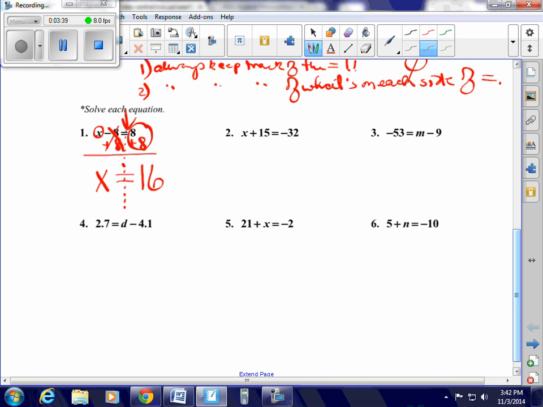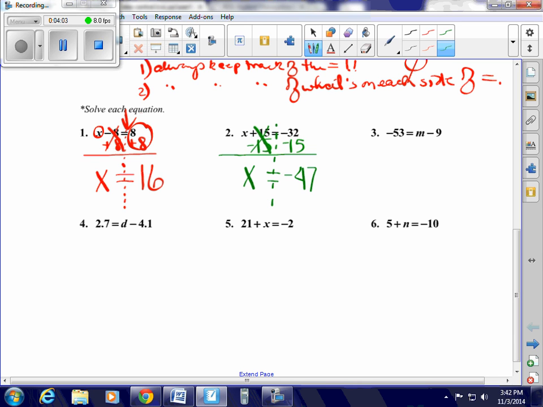And number 2, I'm going to cancel out the plus 15 by doing minus 15. So if I do it to one side of the equal sign, I have to do it to the other side of the equal sign. Plus 15 minus 15 will cancel out. I get x equals, and then on the right side, just do the math. Negative 32 minus 15, negative 47.